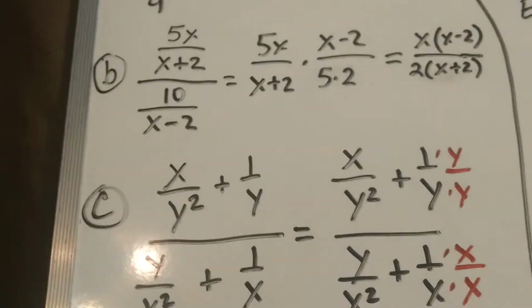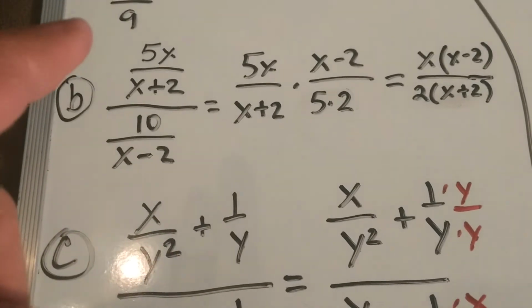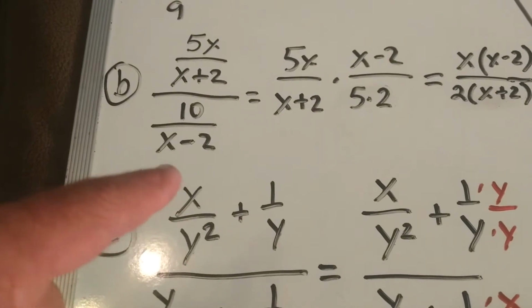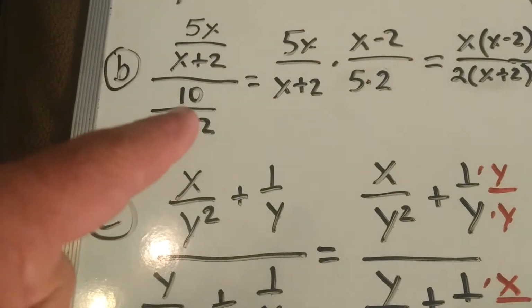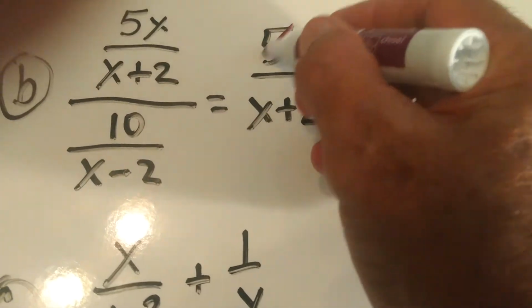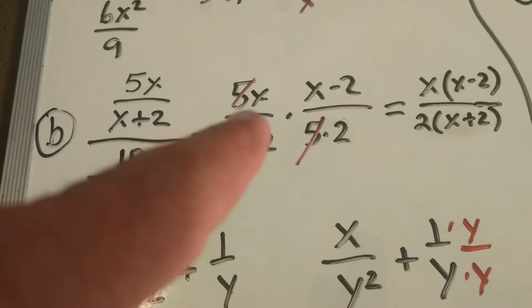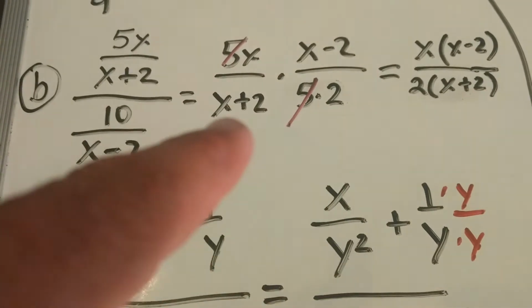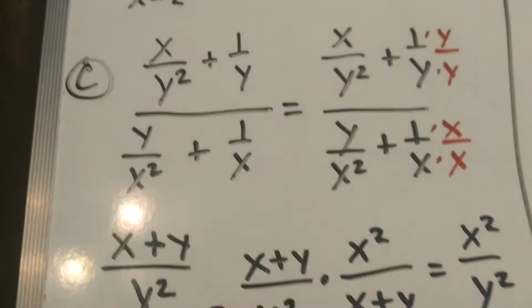Same thing here. It's the same process all the time, but you've got to be able to factor. This is 5x over x plus 2 divided by 10 over x minus 2. This really becomes this times the reciprocal of this, which is what I have here. Notice I broke the 10 down to 5 times 2, because what happens here is this 5 cancels with this 5. Nothing else cancels. So we get x times x minus 2 on top. We get 2 times x plus 2 on the bottom. Done.